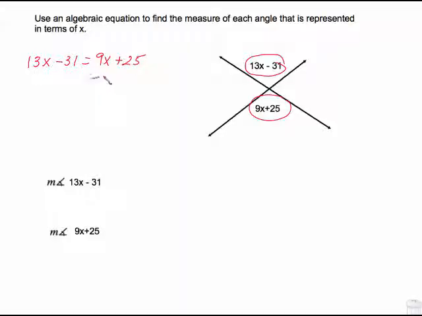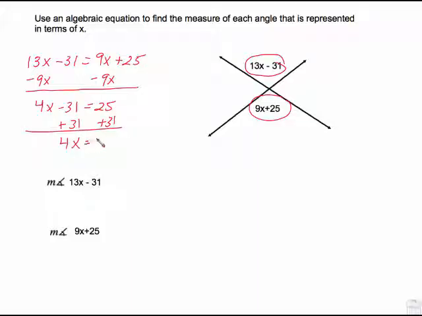We need to get our x's together, so subtract 9x from both sides to move it to the other side. Gives me 4x minus 31 equals 25. Undo minus 31 by adding 31 to both sides. And we have 4x equals 56. Divide by 4, and x is 14.